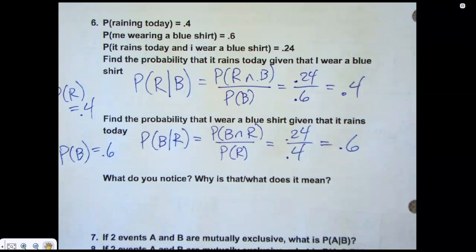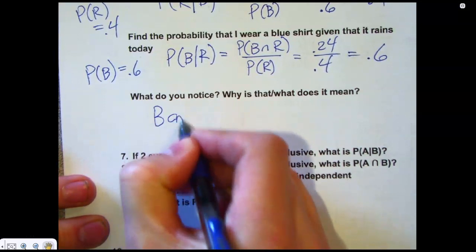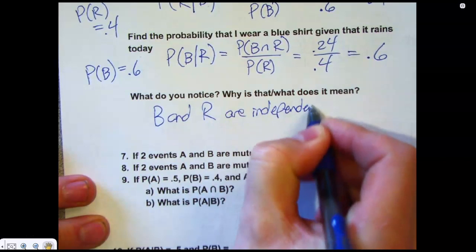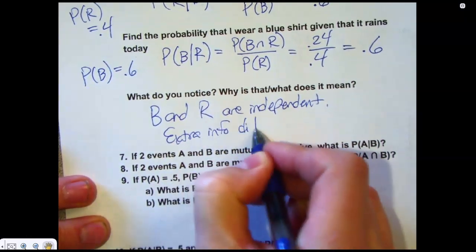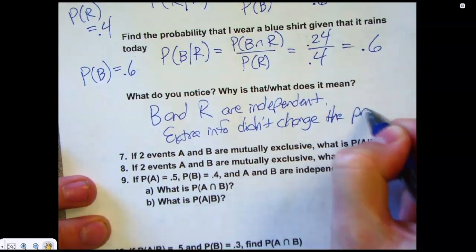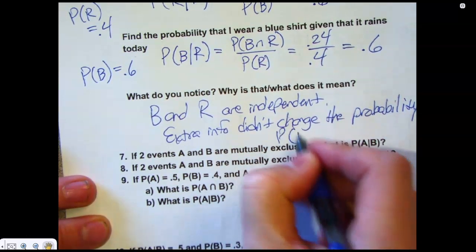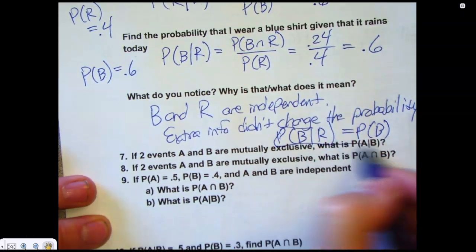So when I gave you this extra information, did it change the probability? No. That's independent. If I tell you the first coin is heads, does that change the probability that the second one is heads? No. That's independent. B and R are independent. Extra info didn't change the probability. Or you could say P of B given R equals P of B. This would be the mathy stats way to write it.